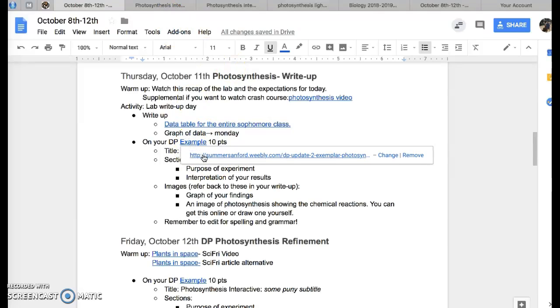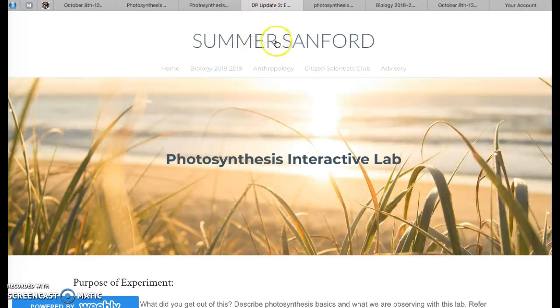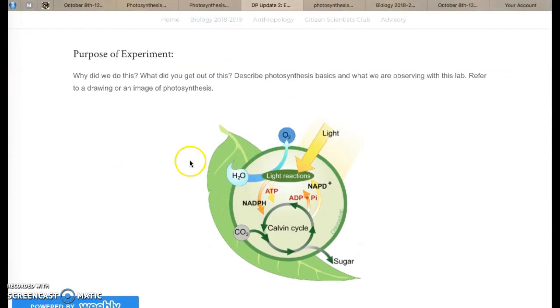So if you go to my example, I made another DP example page. You can also get to this from my DP. You just go here, DP update 1, DP update 2. So here we go. You can see purpose of experiment. Why do we do this? What do you get out of it? Describe photosynthesis basics and what we're observing with this lab. Refer to a drawing or an image. This is the image I used, right?